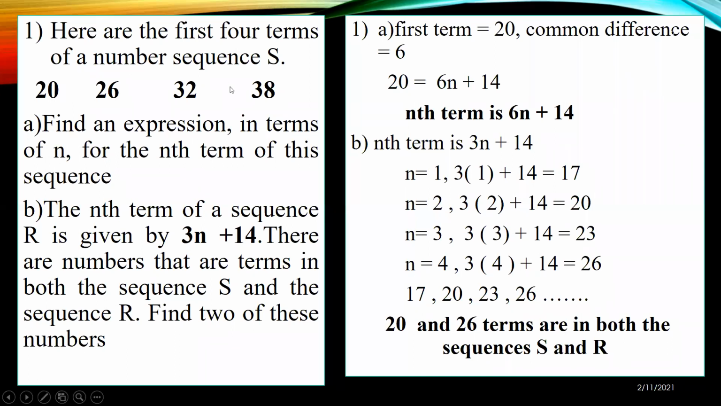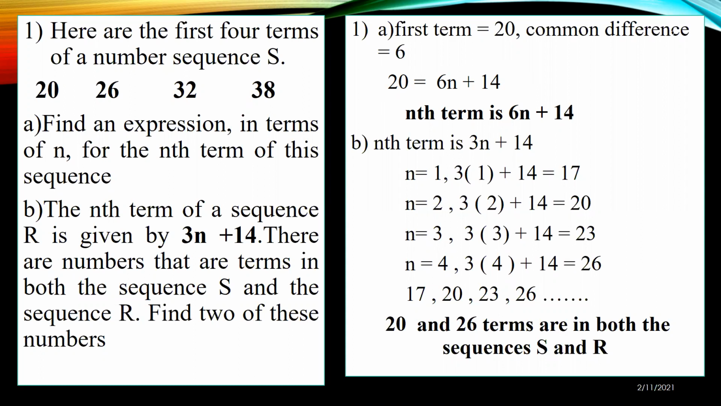Now, I can use this to form my nth term. So this is how we find the nth term. You write your first term, then you write the common difference. Then you write the common difference and think, 6 plus what makes 20? According to this, 6 plus 14 equals 20, and you put the nth term for the common difference. So according to this, my nth term is 6n plus 14.